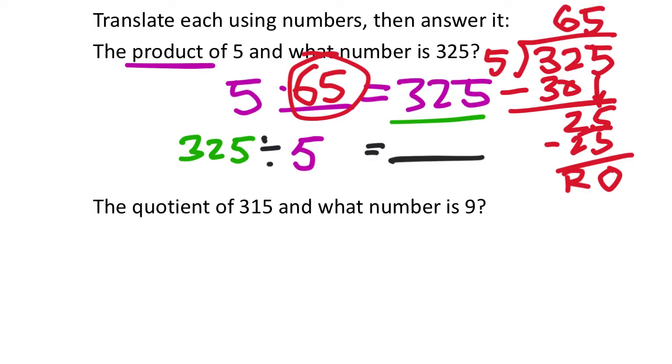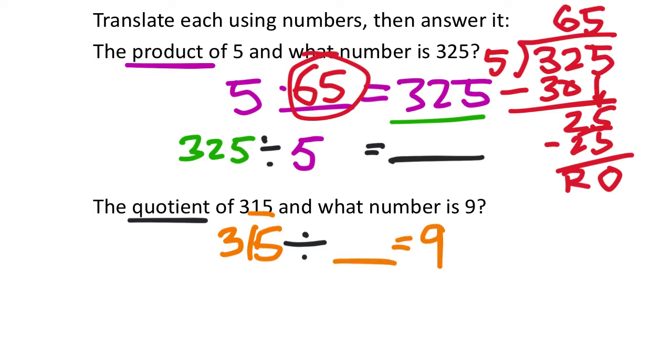So what about the quotient? Well, the quotient of 315 and what number is 9? So quotient is division problem. You know, we're looking at 315 and some number, but it's 9. The quotient is. Yeah, we're going to need a multiplication problem to solve this one. So I'm going to make the dividend the product of a multiplication problem. So that'd be 315.